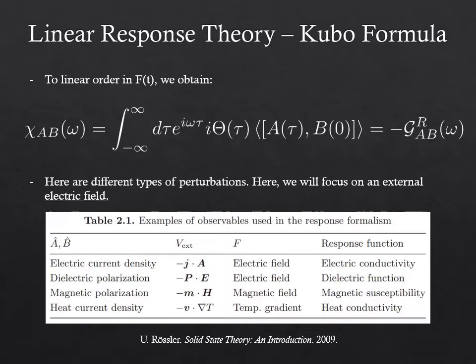And just for reference, I included a table of a few different kinds of perturbing Hamiltonians, the V exterior. So we can have an external electric field, magnetic field, or even a temperature gradient, which all have their own associated response functions. And as you may have guessed, we're going to be interested in the second line here, where the observable that is changed is the polarization, more specifically the electric polarization of our system. This will allow us to find our dielectric susceptibility.